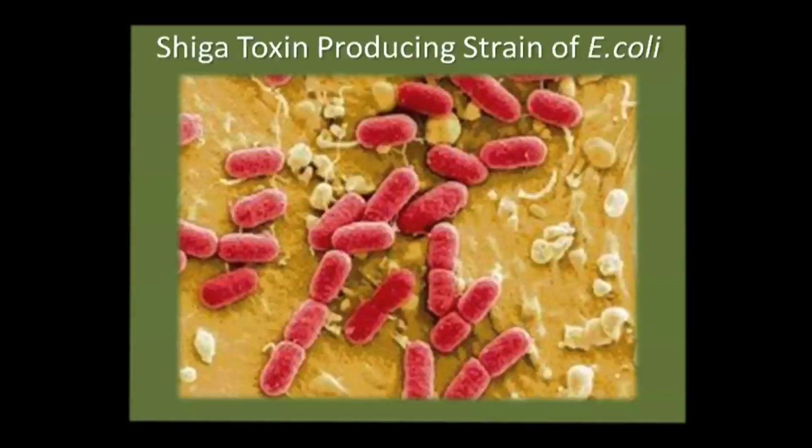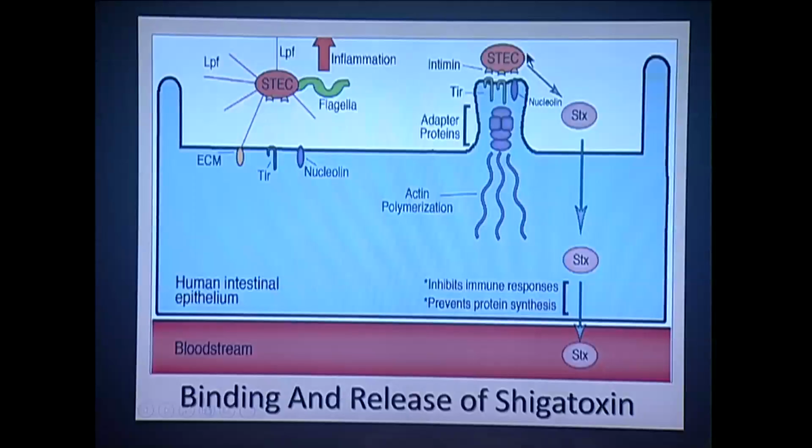At the same time, they can produce some toxin, which is Shiga toxin, and Shiga toxin actually causes food poisoning. So very often when people have food contaminated with E. coli, they may show this poisoning of Shiga toxin. And this is the basic binding of this Shiga toxin. This is the Shiga toxin producing strain, which binds with the Tir receptor, and it produces the toxin.